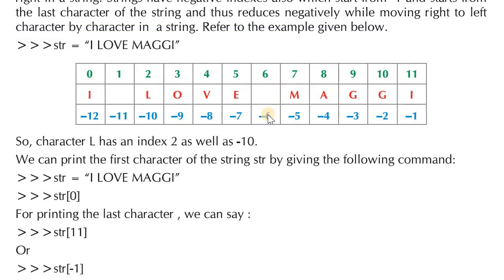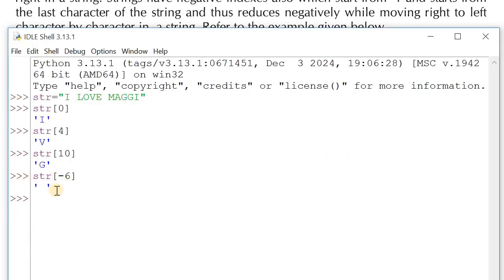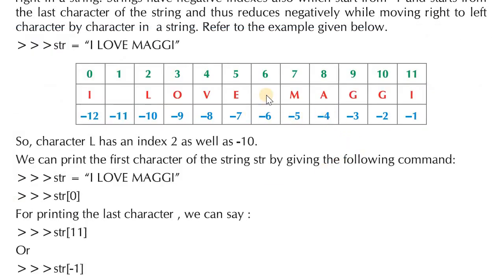Now you see, negative indexes will also work. Let me try to find the value of str[-6]. See, the result is an empty space. Indeed, as there is an empty space over here. So students, I wish you the best of luck in your journey of Python.